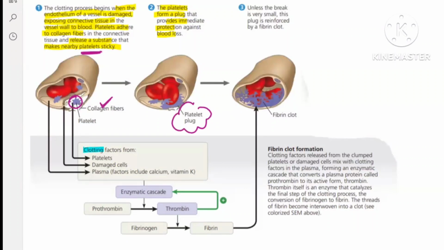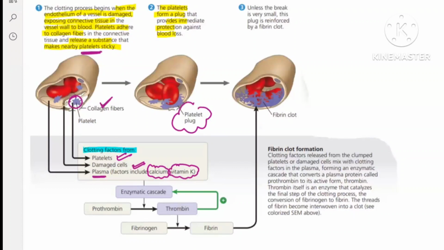Now see, where are clotting factors coming from? They are coming from the platelets. They are coming from the damaged cells also. The clotting factors are released from the platelets, from the damaged cells, and from the plasma. Plasma is contributing especially calcium and vitamin K. The plasma is contributing these two things.